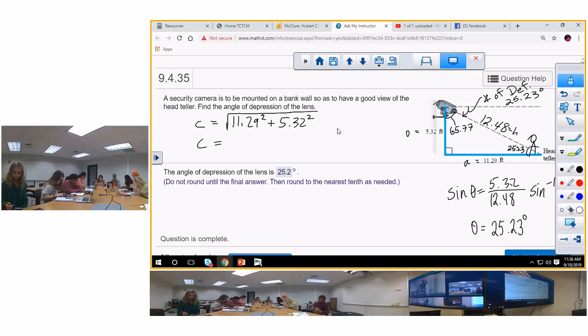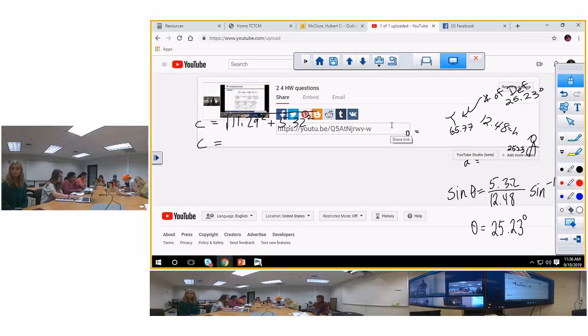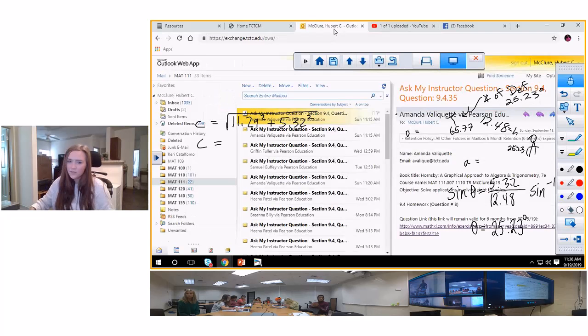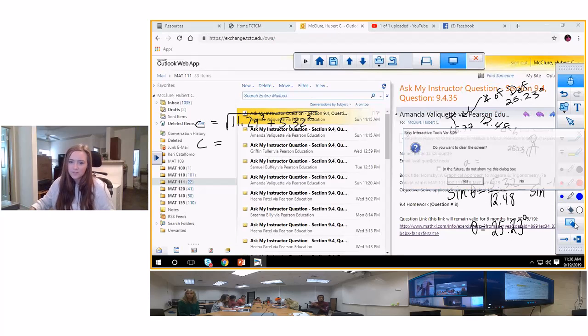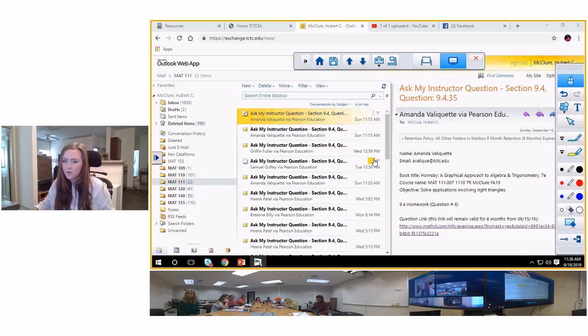Hope that helps. Mandy, does that help? Because I know you'll talk to me. I think the only thing I was confused about was how you know which angle you're looking for, if it was the top one or the bottom one, but I think I get it now. Okay. Well, let's do another one.